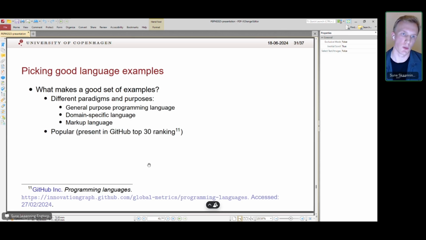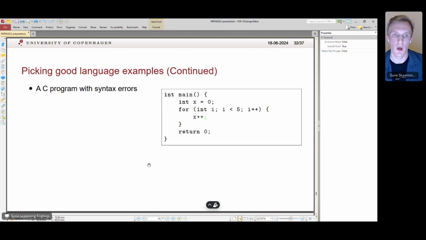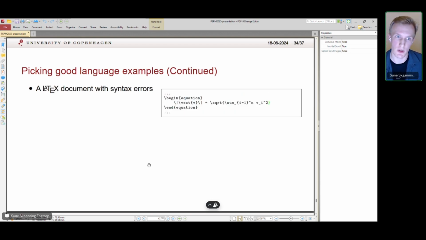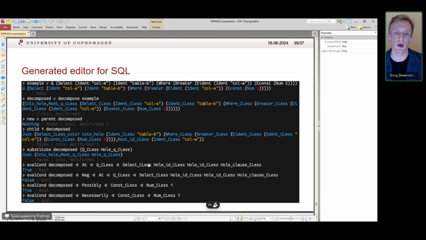And finally, we wanted to pick a good set of languages as examples, and we ended up with C, SQL, and text, since they are languages of different paradigms and purposes. And here I had some examples of how one can easily introduce syntax errors in C programs and in SQL queries and in text documents. And finally, here I have a screenshot of a working generated editor for the SQL language.